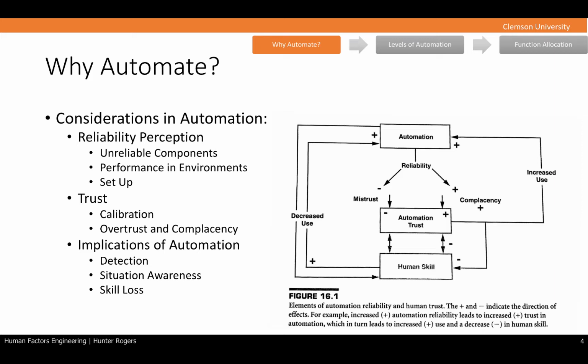Another element that we have to consider is trust. What is the right level of trust that someone should have in automation in order for that interaction to be successful?